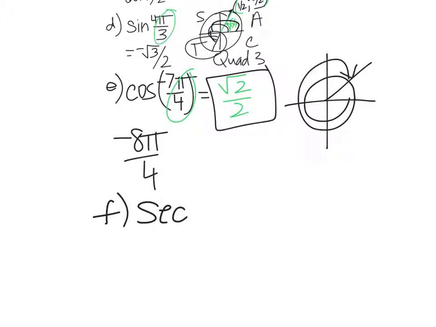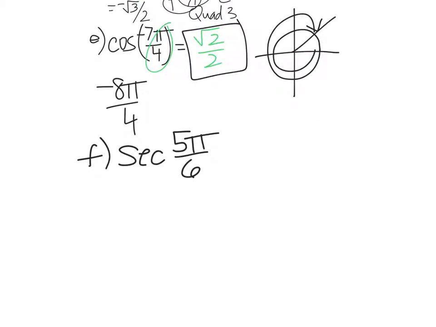Let's do the secant. We haven't done any of those yet. Let's do the secant of 5 pi over 6. Now, nobody likes secant. Nobody likes cosecant, and nobody really likes cotangent. Secant is going to be the reciprocal of cosine, okay? So I really want to think in my head, what's the cosine of 5 pi over 6? So I go to its reference angle, which is just pi over 6.